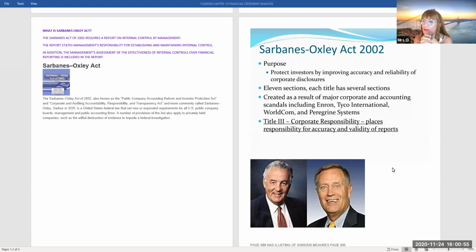It protects investors by improving accuracy and reliability of corporate disclosures. Remember I told you about the notes to the financials? They call them disclosures. Does anybody remember Enron, or is that too long ago? You guys were probably young children. Something happened that was very changing. It was like a turning point. Enron was what I call a debacle.